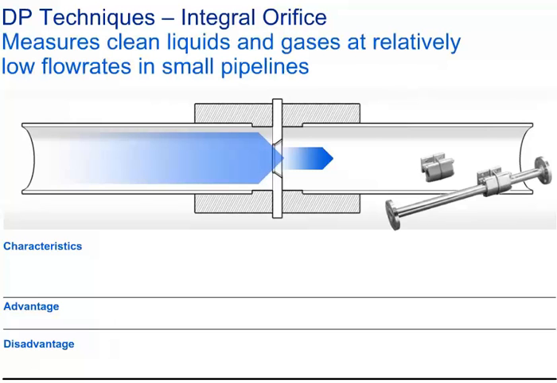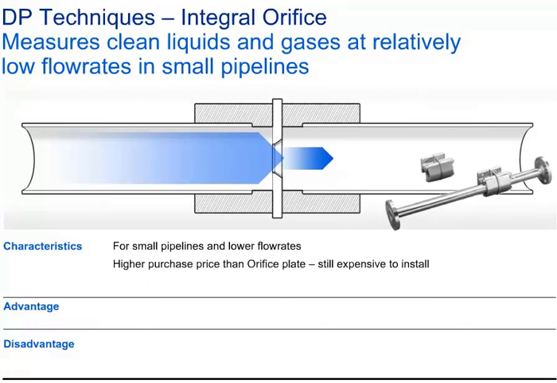The integral orifice is an orifice assembly designed for small pipe sizes and relatively low flow rates. The characteristics are that it is much more complex to manufacture, as it involves not only a small orifice plate but also a mounting assembly, and often upstream and downstream pipework with flanges. Consequently, it is considerably more expensive.